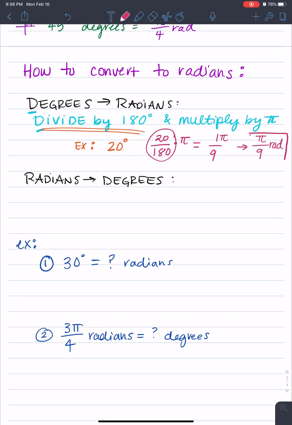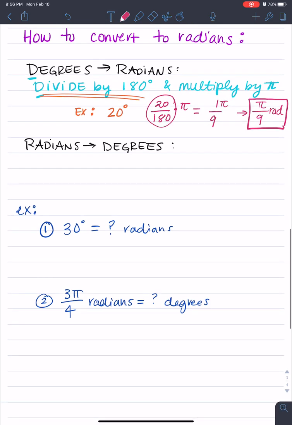Okay? So all we did is divide by 180 and simplify. And you just have to stick the pi on next to it, basically.